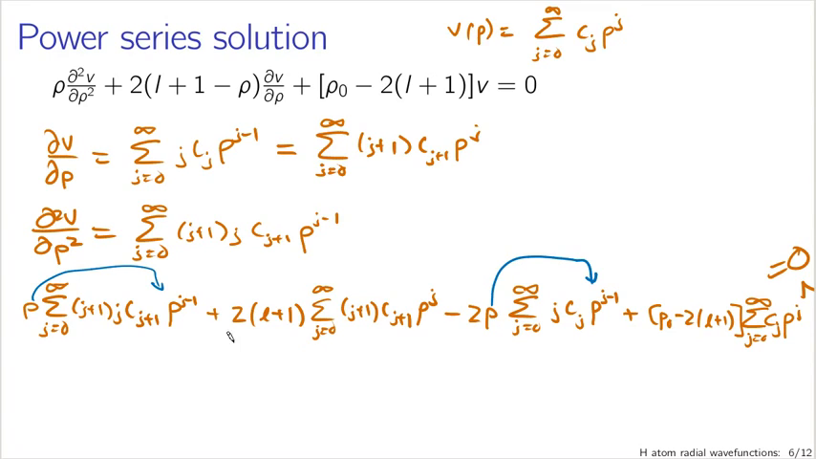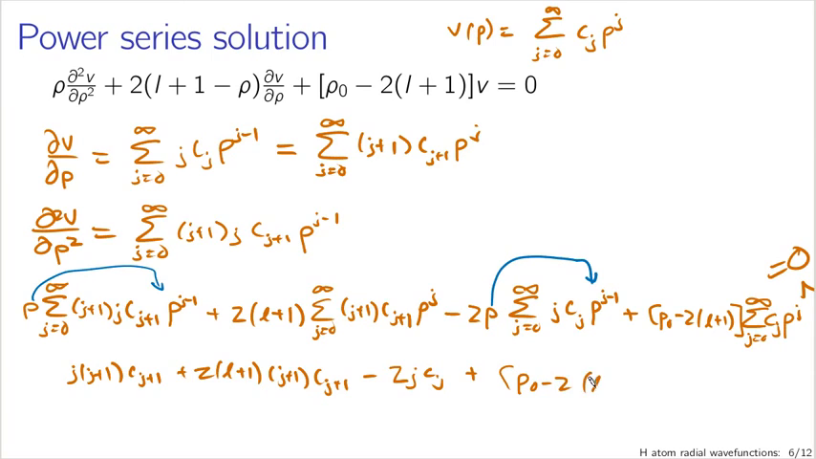This effort with relabeling indices was essentially to get all of these sums to line up. So when I equate coefficients, I no longer have any sums, and I just have j plus 1 times c sub j plus 1, no more rho either, plus (2l plus 1) times c sub j plus 1, minus 2 times j times c sub j from this, plus this, rho naught minus 2l plus 1 times c sub j. And that all has to be equal to 0.